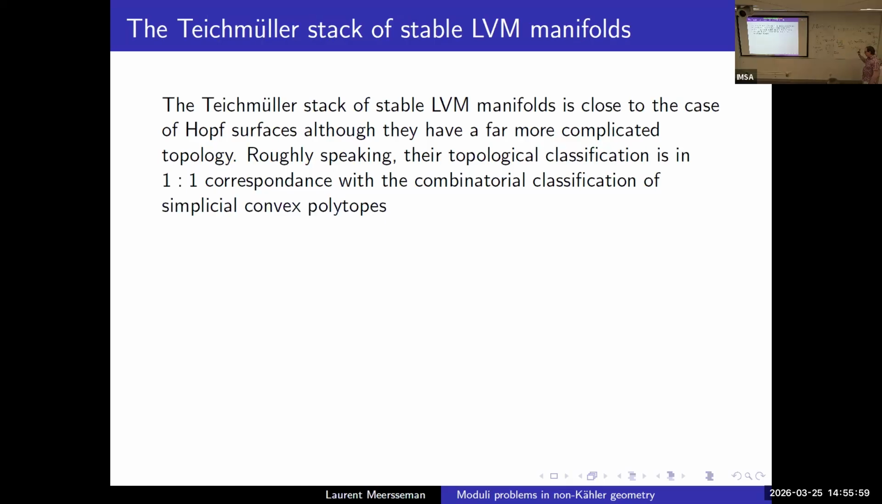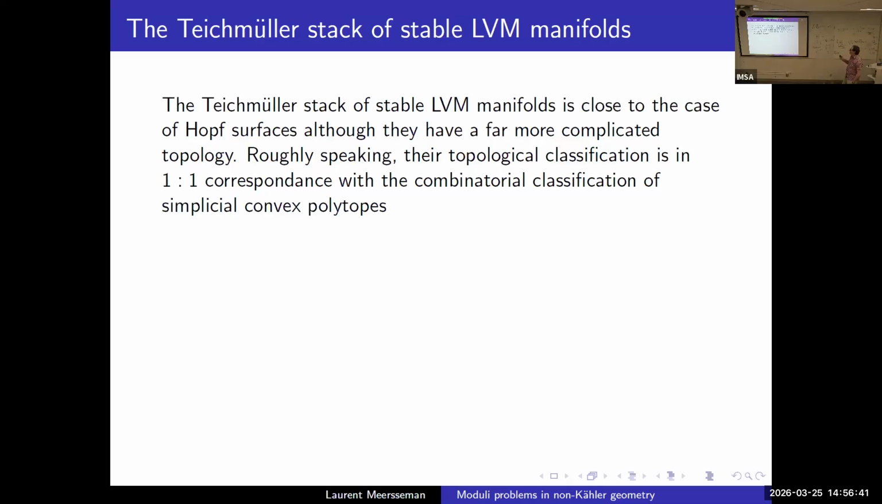So I won't give a precise statement, but you have to think that if you fix the fundamental group, which for this stable manifold is just a power of Z, so you just fix this power, then, roughly speaking, the topological classification is strongly related to the combinatorial classification of simple convex polytopes. There are some simple convex polytopes attached to the LVM manifold. I don't have time to go into that. But the point is that they really have a very complicated topology.